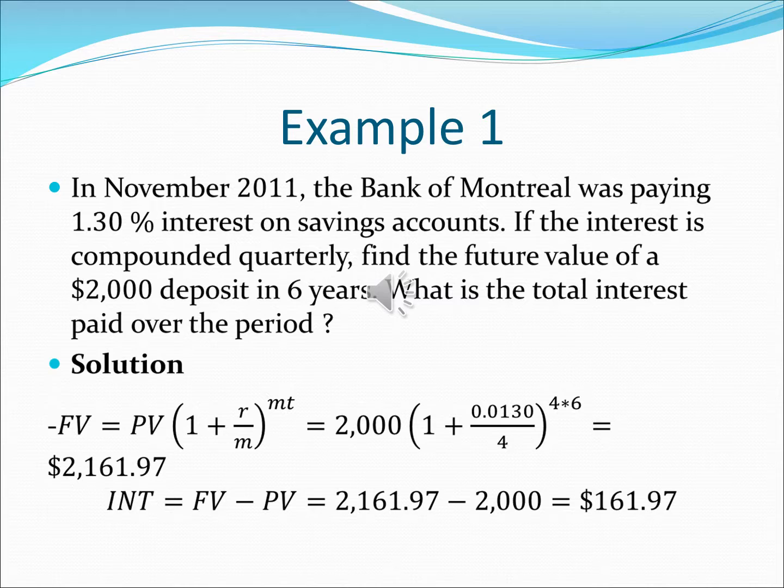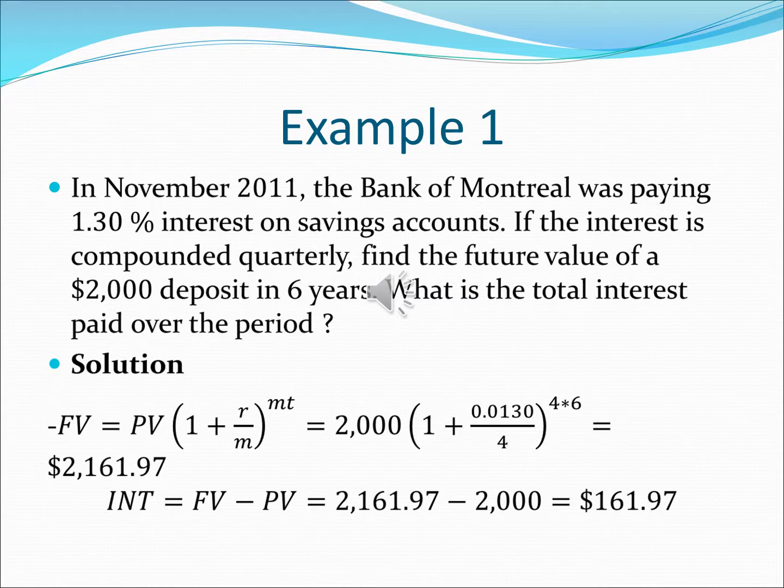Again, we are continuing in compound interest, so we will study a few examples. We will start with example 1. In November 2011, the Bank of Montreal was paying 1.3% interest on saving accounts. If the interest is compounded quarterly, find the future value of a $20,000 deposit in 6 years. What is the total interest paid over the period?